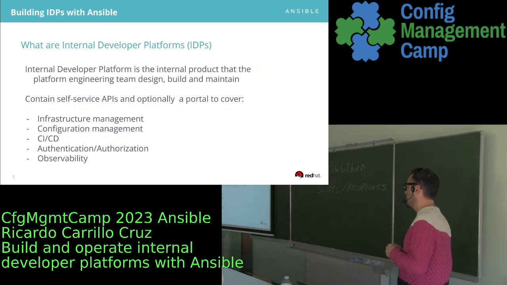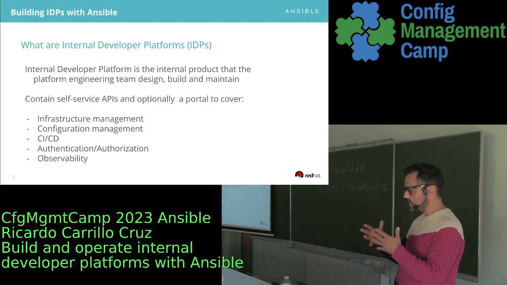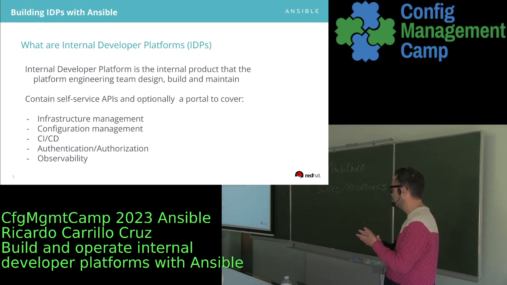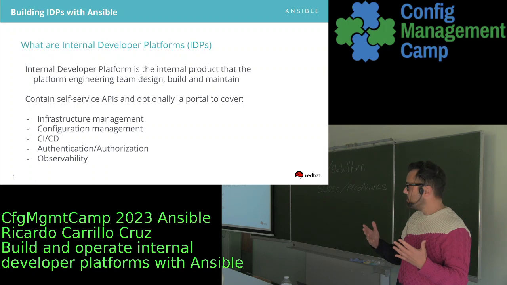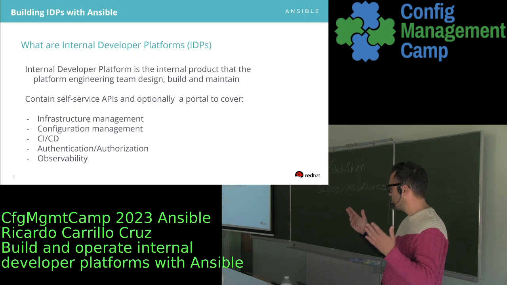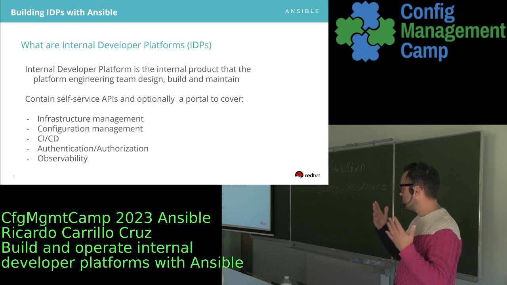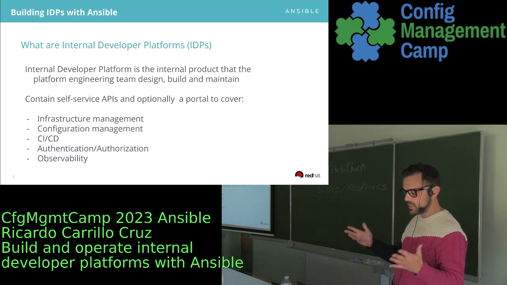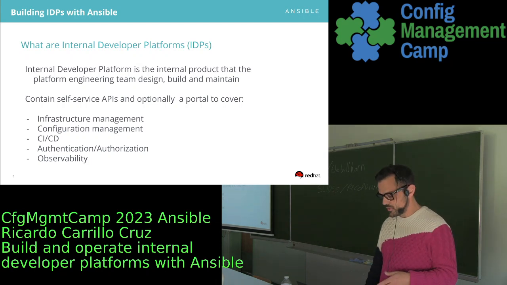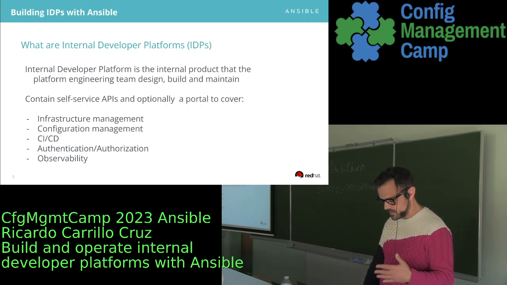So what are internal developer platforms, or IDPs? The IDP is actually the internal product that the platform engineering team designed, built, and maintained. So that's the deliverable of the platform engineering team. And this platform contains self-service APIs and optionally a portal, which you can just access with a browser, so you can just click a button and do things. That typically covers things like infrastructure management, config management, CI/CD, authentication, authorization, observability. The usual things that we can all identify in a typical DevOps methodology.